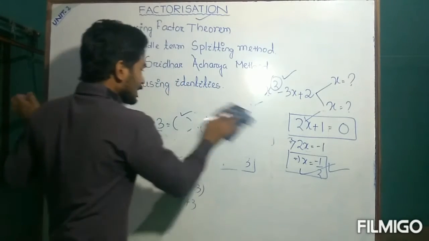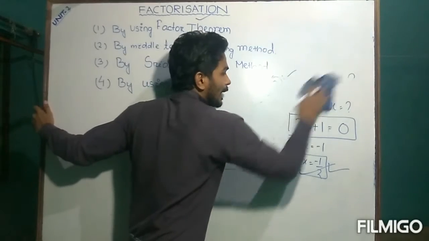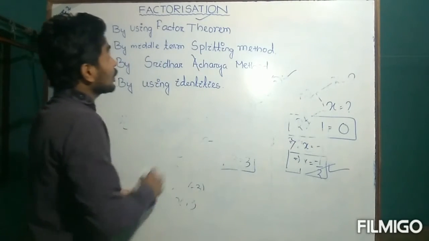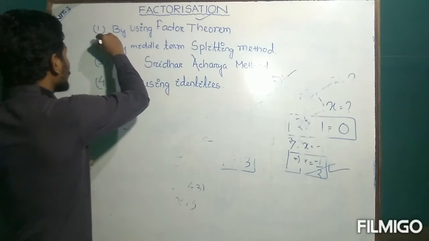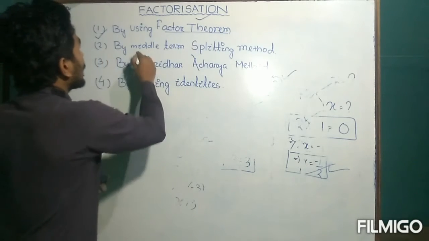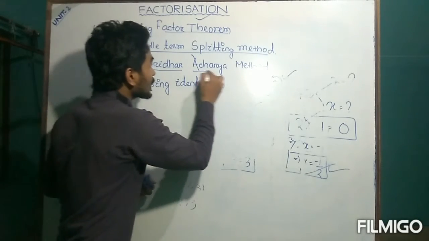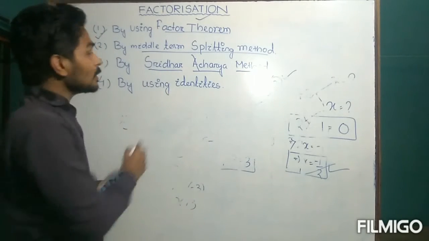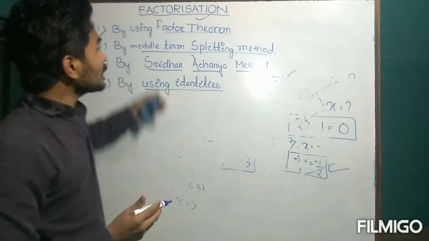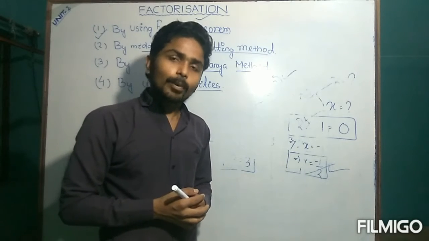So especially there are four methods to factorize a quadratic polynomial. These four methods are the factor theorem, the middle term splitting method, the Sridhar Acharya method, or you can use identities. These four methods can be used to factorize a quadratic polynomial.